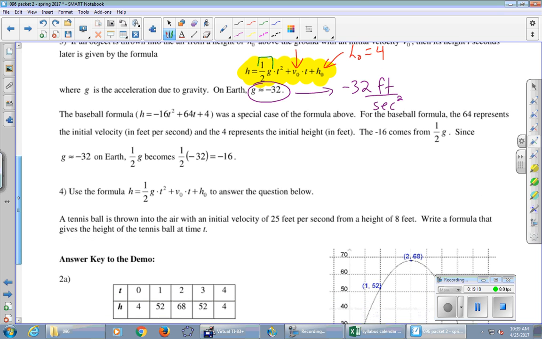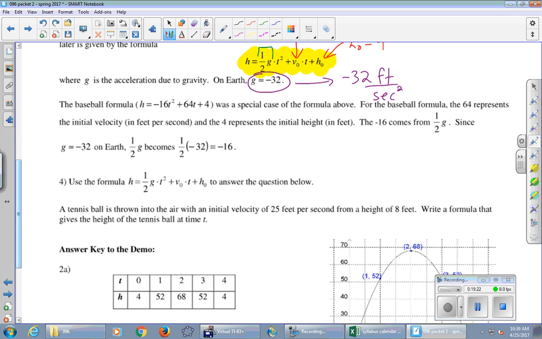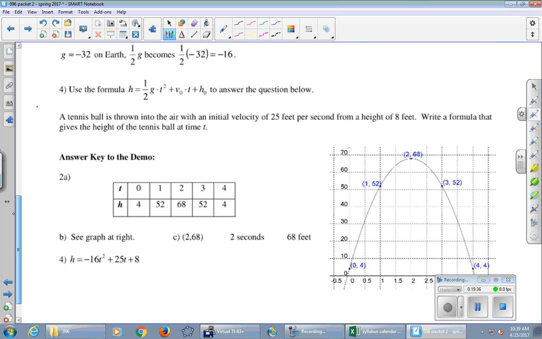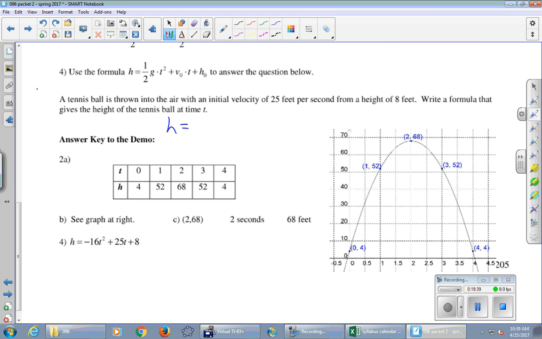Okay, so let's see if we can use that formula to answer one simple question here. In number 4, it says a tennis ball is thrown into the air with an initial velocity of 25 feet per second from a height of 8 feet. We want to write a formula that gives the height of the tennis ball at time t. Let's give it a shot. Okay, h equals. All right, I'm just copying this formula right here, but I'm changing as many letters to numbers as I can. So it is always 1/2 g t squared. G on Earth is a constant. What is it? Negative 32. Just put it as negative 32 every time we're doing a problem here on Earth. T squared gets copied.